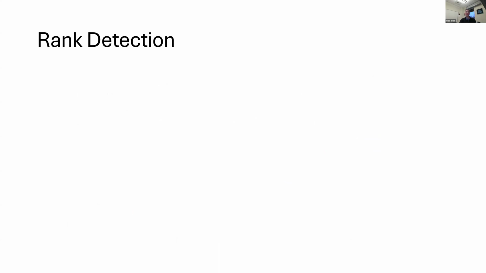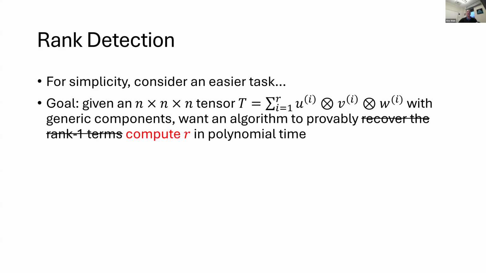So let me try to give you some proof ideas for how one may try to solve this problem. I think a helpful way to think about it is to first consider this easier task that we'll call rank detection. This just means given a tensor, again with components chosen generically, instead of trying to recover the terms, let's just try to find the rank, just to compute R.